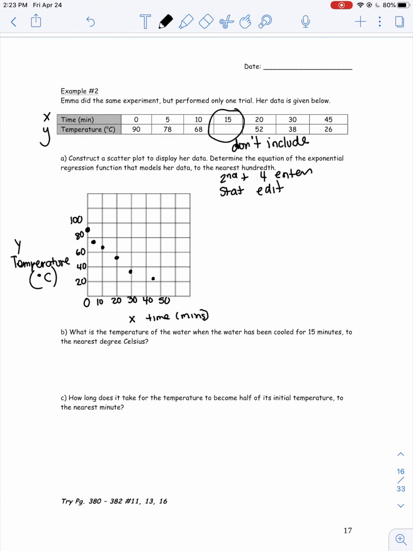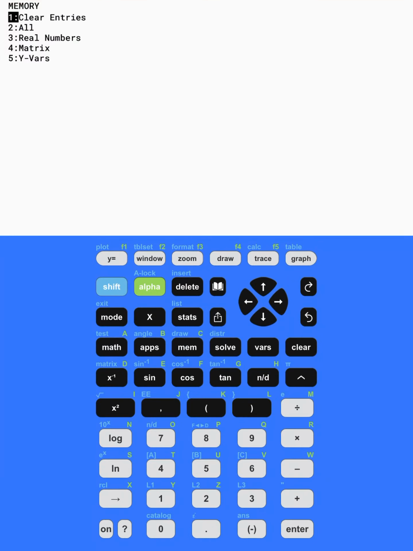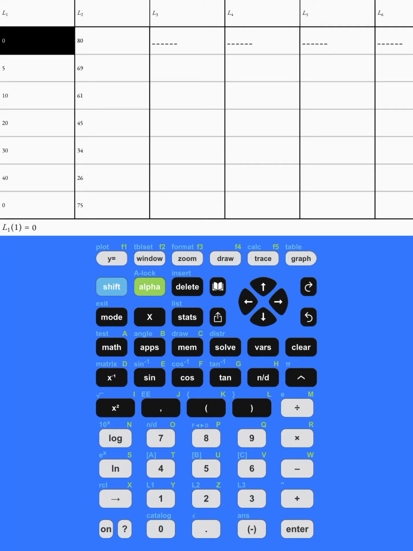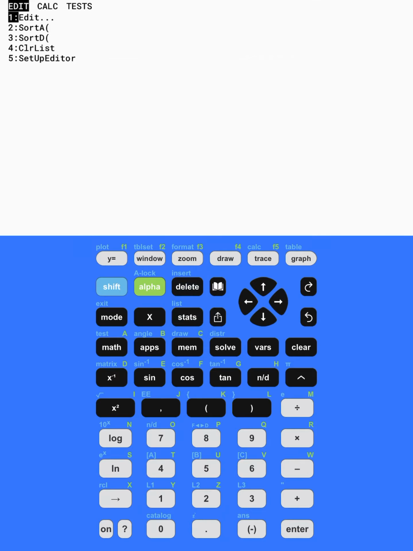So press second, number 4, enter, and then enter again. What that's going to do is delete all the entries you did first of all in the previous question, so that way you're starting all fresh. And then we're going to go again and do that stat edit. So I'm going to go stat, number 1, edit. And it should have cleared my list, but unfortunately it didn't. Yours should if you did it properly. So I'm just going to clear mine. So I'm just deleting all these numbers here.